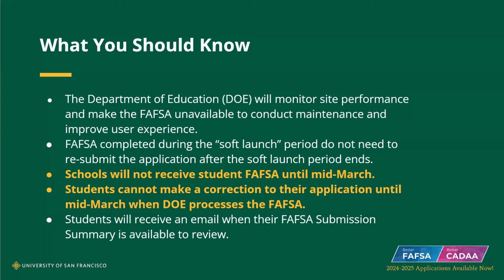Once we do, the Department of Ed will send you an email initially that says your FAFSA submission summary is available to review. That's the data that will let you see what you put on the FAFSA. But you're also going to get an email from USF when we receive it that says, hey, we've received your FAFSA. Then we'll give you a processing timeline as to when we think we'll be able to get those awards out to you.